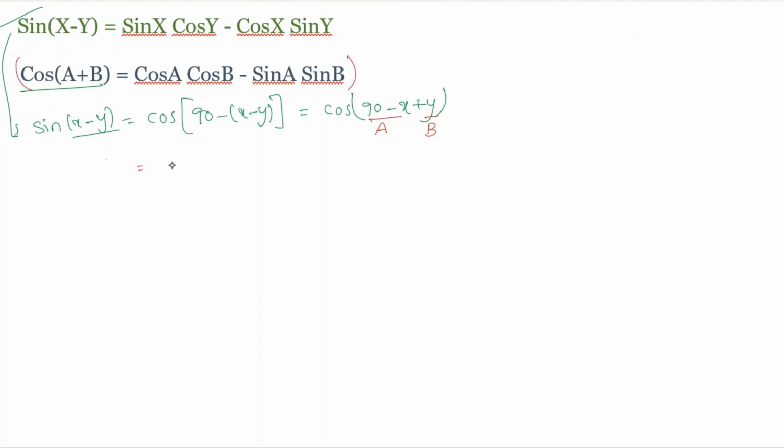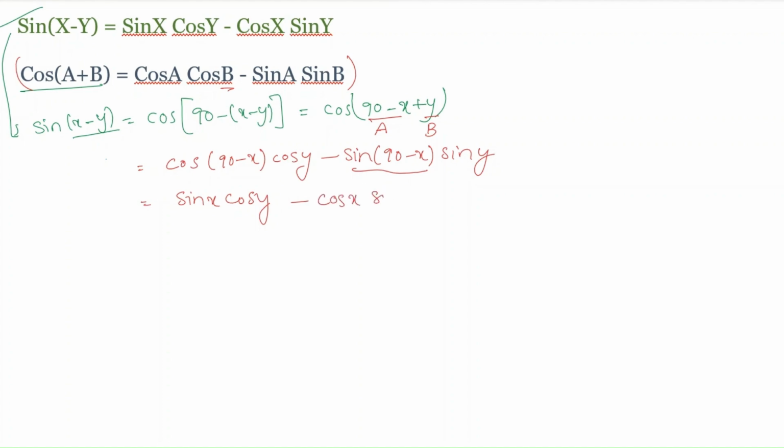If we substitute, it becomes cos A. Cos A means cos of 90 minus x. Cos B means in place of B we have y, so cos y, minus sin A. So in place of A, 90 minus x, sin B, in place of B we have y. Cos of 90 minus x is nothing but sin x. The cos y as it is we will write, then we have minus. Here sin of 90 minus x is cos x. So cos x sin y. This is the formula for sin of x minus y.